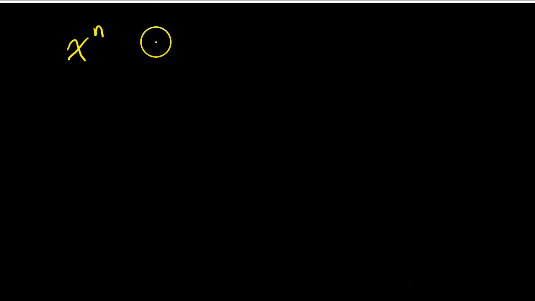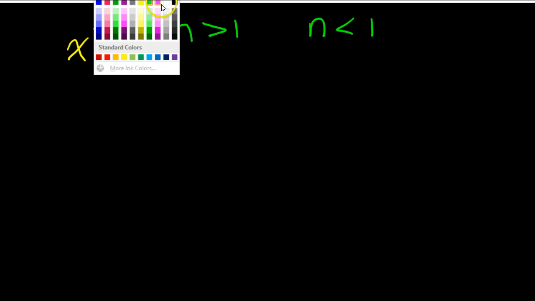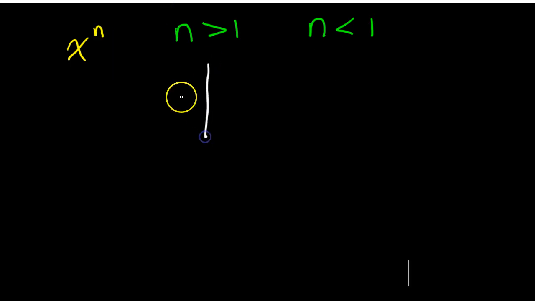And one of them has to do with how it affects the graph when this exponent is greater than 1, as opposed to how it looks when the exponent is less than 1. And that basically comes down like this. So here's a little graph.